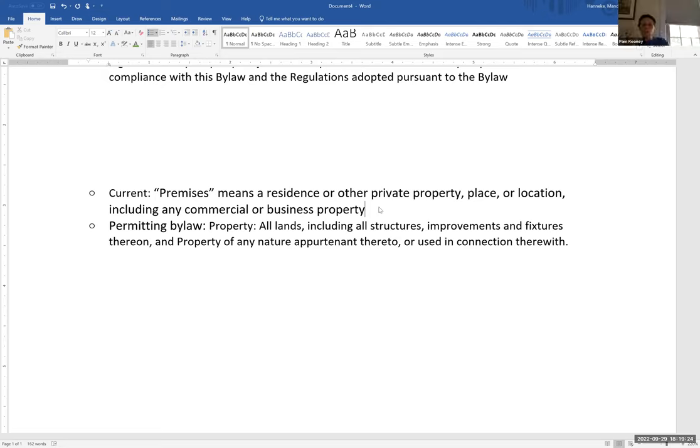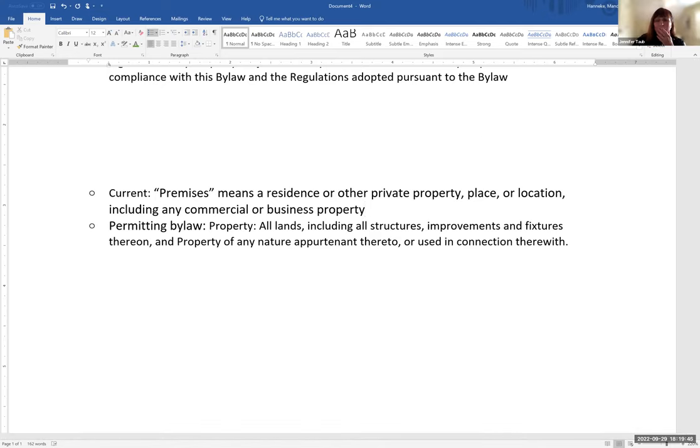So we actually need perhaps two, with premises being the residence, the dwelling unit. So we might want to try and come up with a different definition for premises and add property in for nuisance.